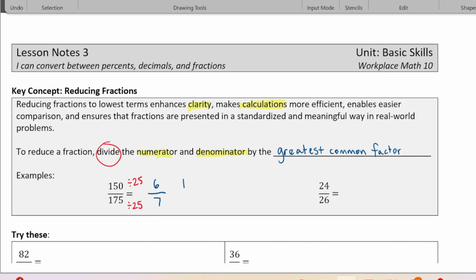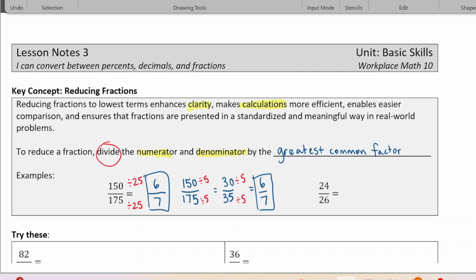Notice I could have, if I didn't know that 25 was the GCF, or the greatest common factor, I could just divide by 5. And I get 30 over 35. And then I notice again, 30 and 35, they both divide by 5 again. So I could just simply keep going. So that's another way to do it. Get the same answer, see, in the end, 6 over 7. And 6 over 7 is a lot easier to understand, 6 parts out of 7, compared to 150 over 175. Those numbers are really big.